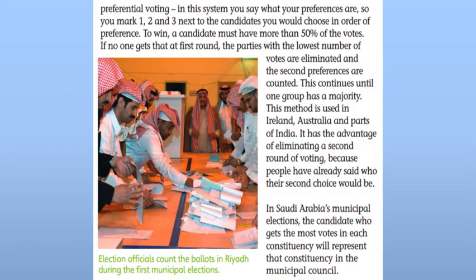This kind of voting is conducted in different countries, for example, Australia, Ireland, and parts of India in state level elections. In Saudi Arabia, people vote for electing their members in the municipal councils. Every member is representing a specific constituency, and the winner of the most votes actually gets into the municipal council. So in this way, people in Saudi Arabia also exercise their right to elect their representatives in municipal councils.